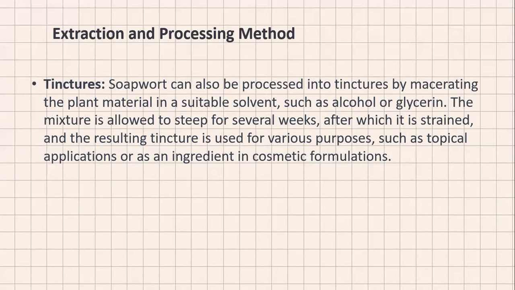Next one is tinctures. Soapwort can also be processed into tinctures by macerating the plant material in a suitable solvent such as alcohol and glycerin. The mixture is allowed to steep for several weeks, after which it is strained, and the resulting tincture is used for various purposes such as topical application or as an ingredient in cosmetic formulations.